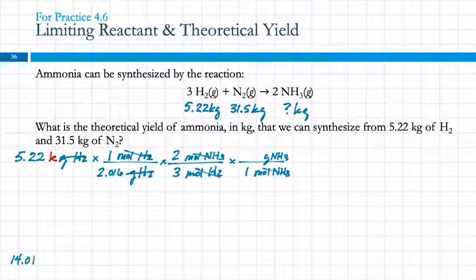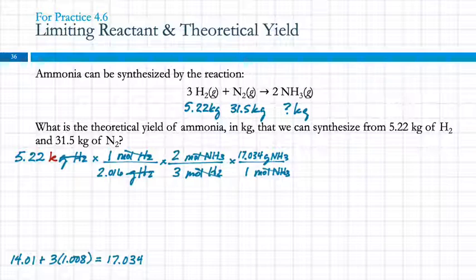And then over here, molar mass, I need the mass of 1 mole of ammonia. So that's 14.01 plus 3 times the mass of hydrogen. So 17.034. So 5.22 divided by 2.016 times 2 divided by 3 times 17.034.